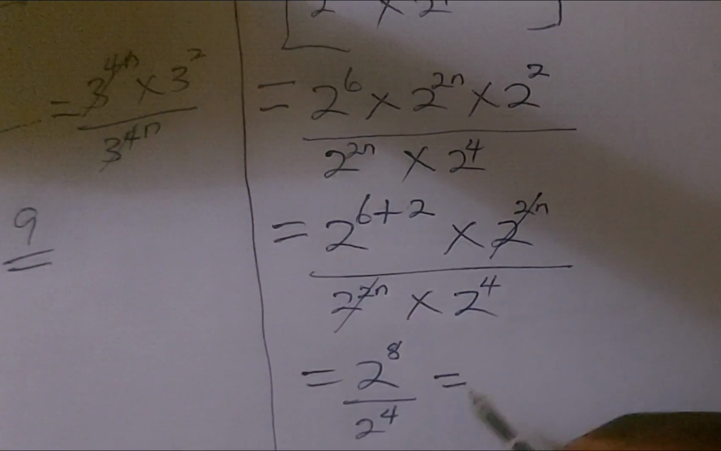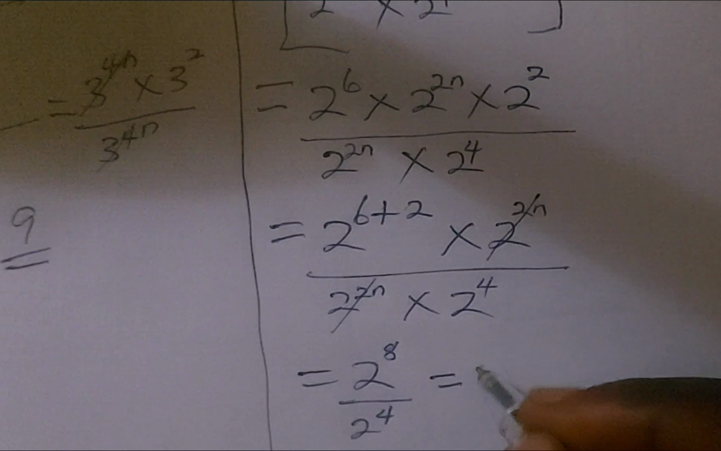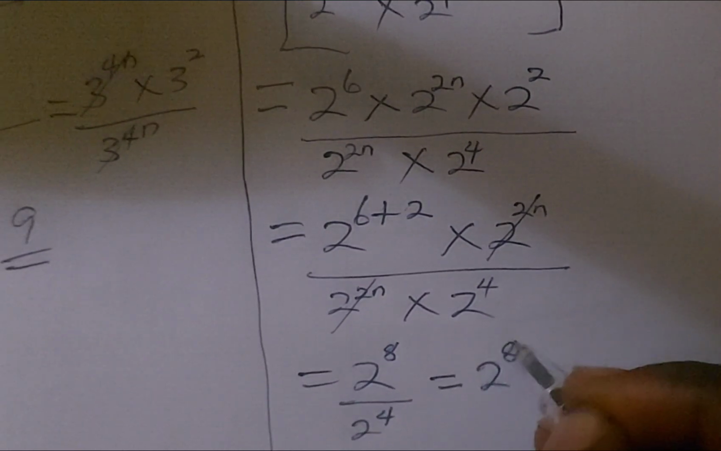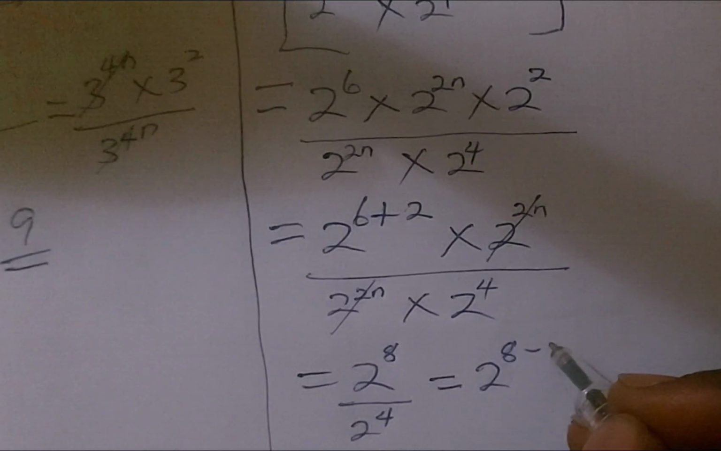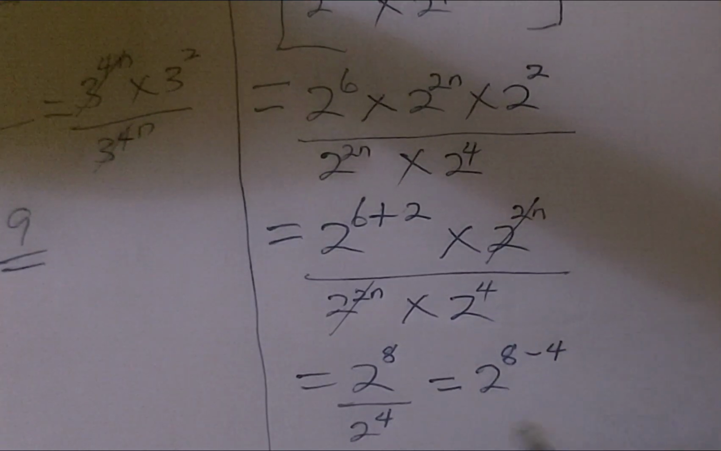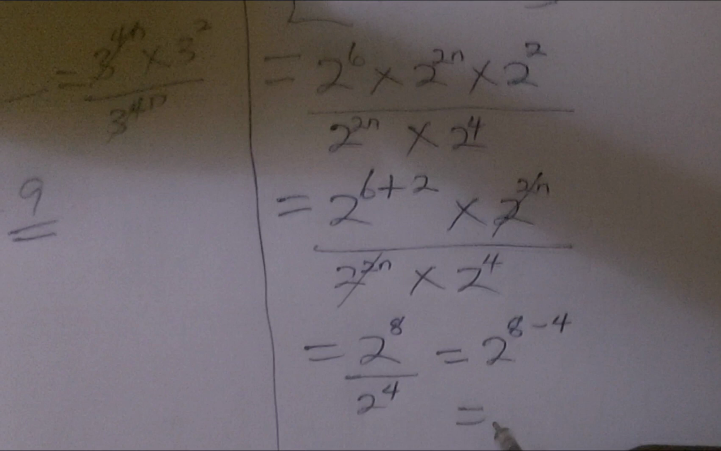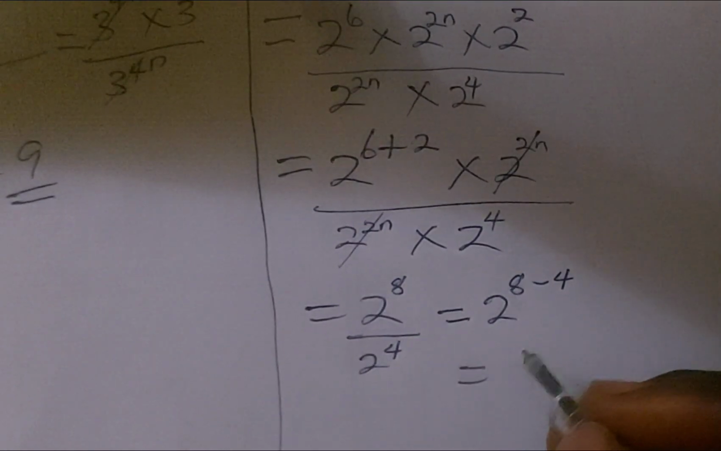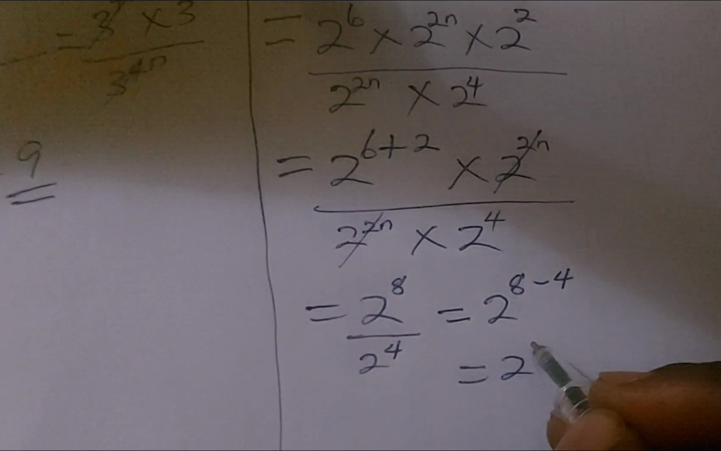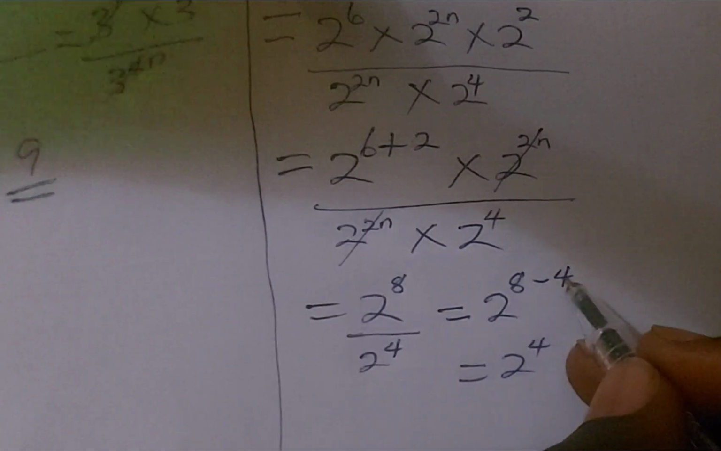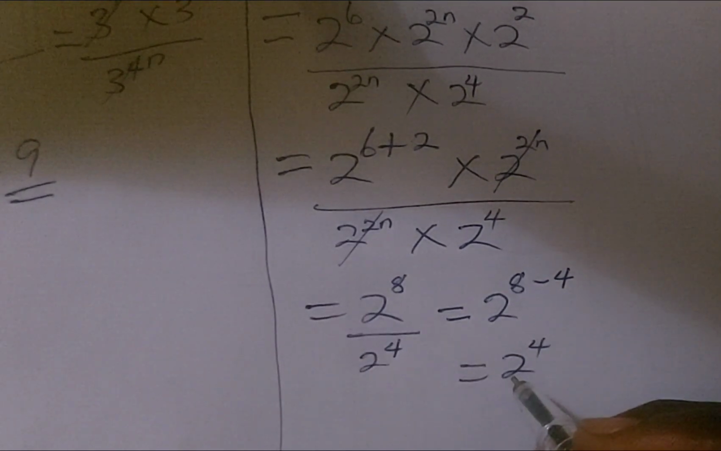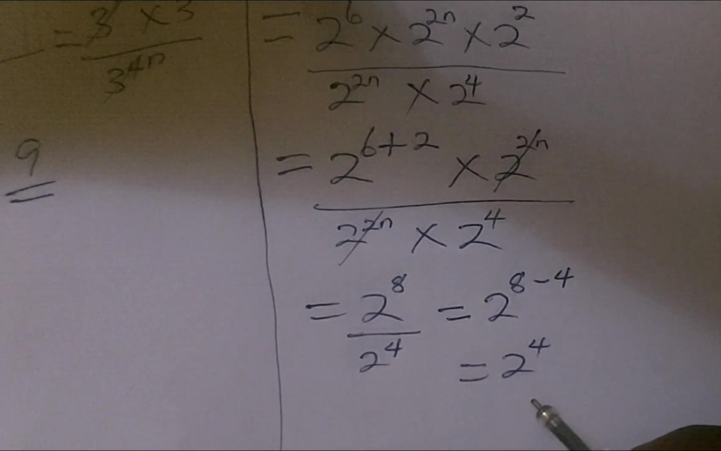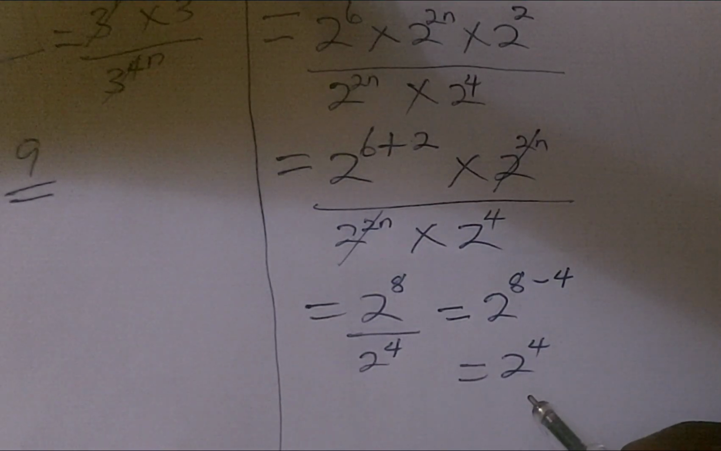And that is equals 2 raised to the power of 8. Because it's division, this one becomes minus 4. Which will give 2 raised to the power of 4. 8 minus 4 is what? Is 4. And you have your 2 raised to the power of 4.